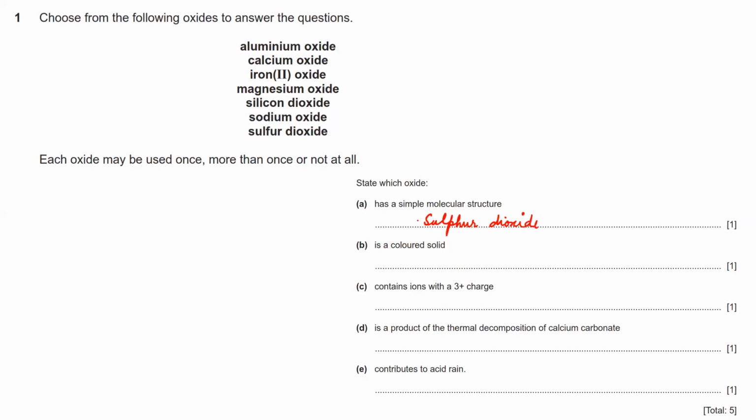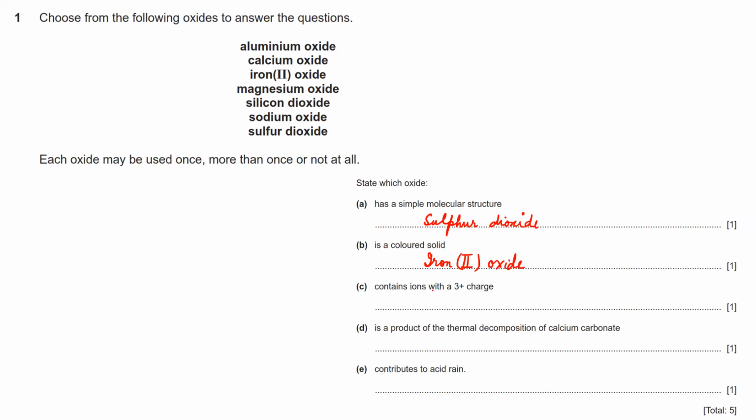Part two, which of the oxides is a colored solid? Remember, iron(II) ion is a colored ion. So iron(II) oxide will be a colored solid.